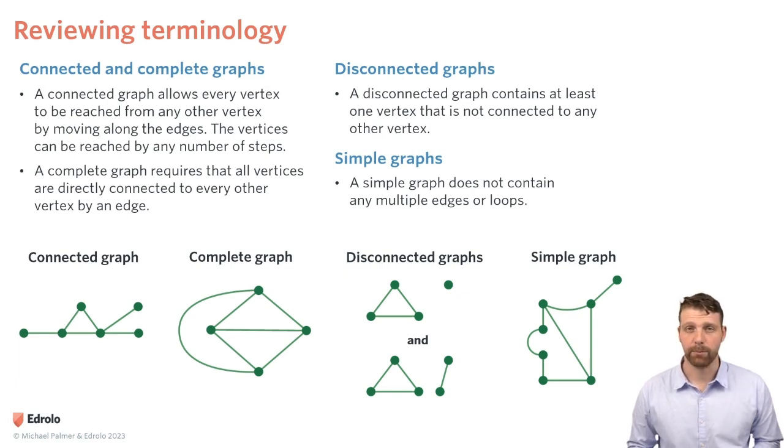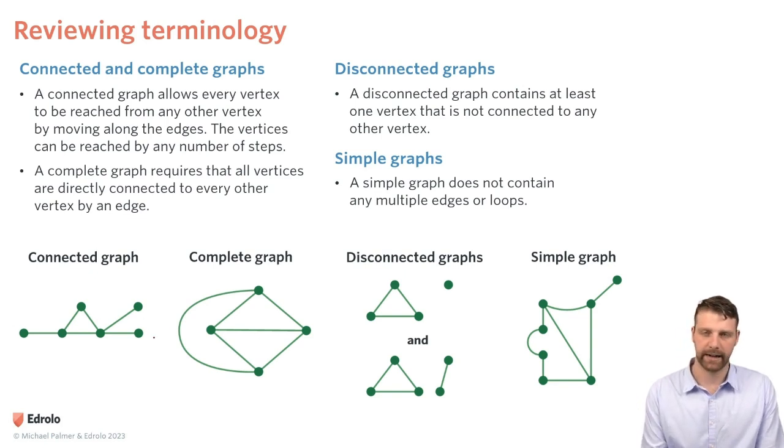So we've got connected and complete graphs. A connected graph allows every vertex to be reached from any other vertex, so long as you move along the edges. The vertices can be reached by any number of steps. This is different to a complete graph, where every vertex has to be connected directly to every other one.